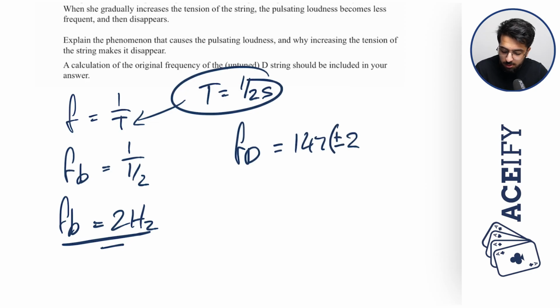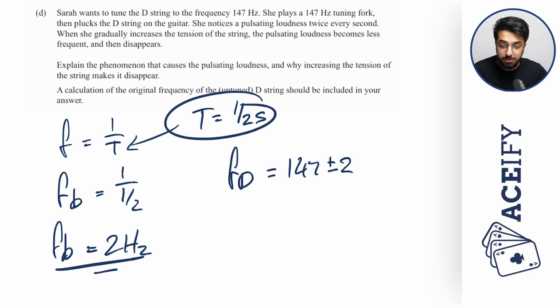And so we need to work out whether it's plus or minus. To do that, we can go through our analysis of what beats are. Beats occur when we have 2 sound sources that are very similar in frequency, and because of this, if we observe them from a fixed position, they're going to come in and out of phase.